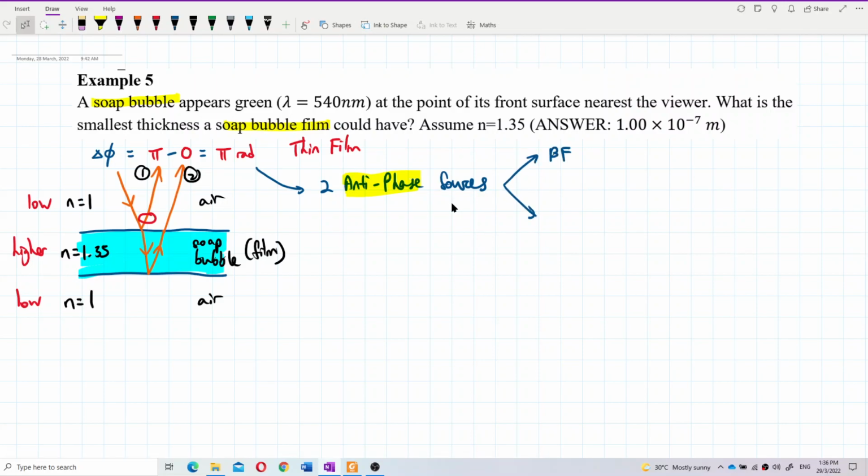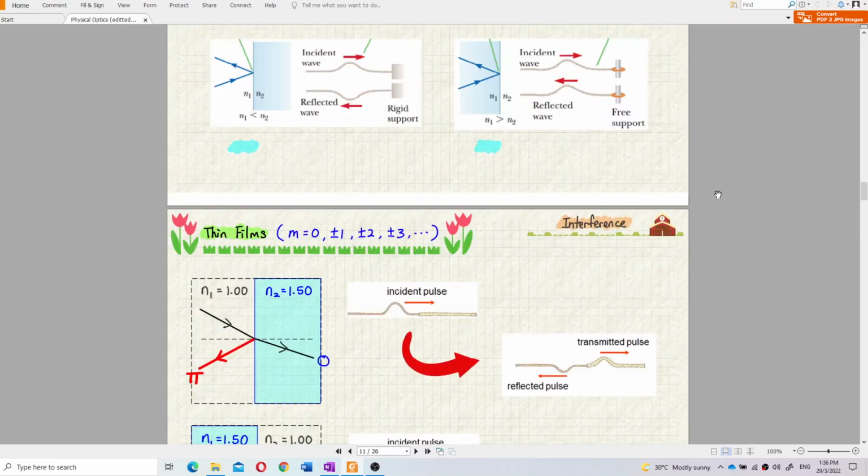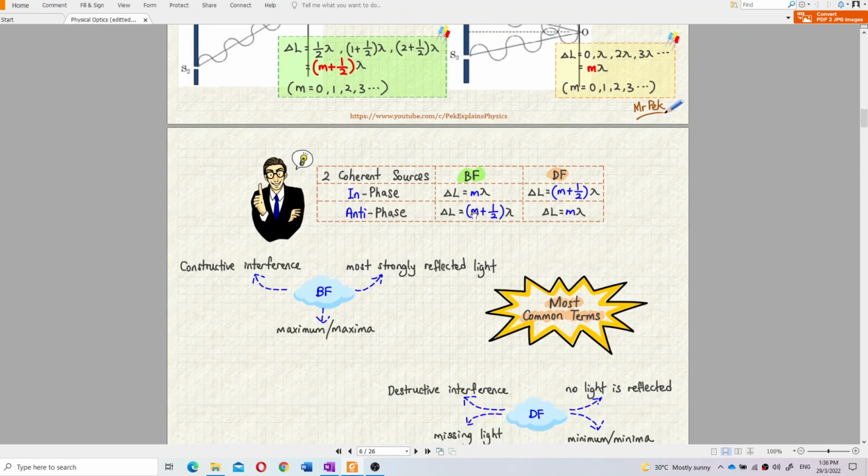The bright fringe formula and the dark fringe formula. Still remember? Go back to the earliest concept. If two in-phase sources, the bright fringe is m lambda, and the dark fringe is m plus half lambda. But if two anti-phase sources, the bright fringe becomes m plus half lambda, and the dark fringe becomes m lambda.